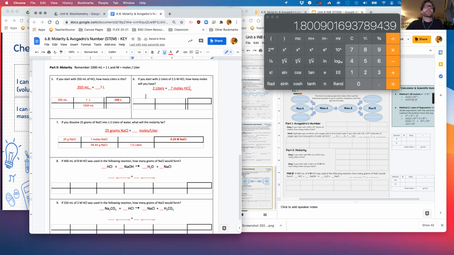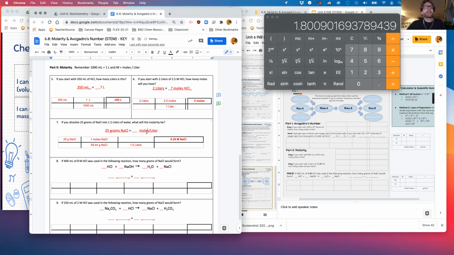All right, this one will be a little trickier. So I start here with 2 liters, and this right here I have to interpret a bit. So this part right here, 2.5 molar is equal to 2.5 moles for every 1 liter. Okay, so this 1 liter can go on the bottom, and the 2.5 moles can go on top here. And 2 times 2.5 is equal to 5 moles. The liters cancel out.